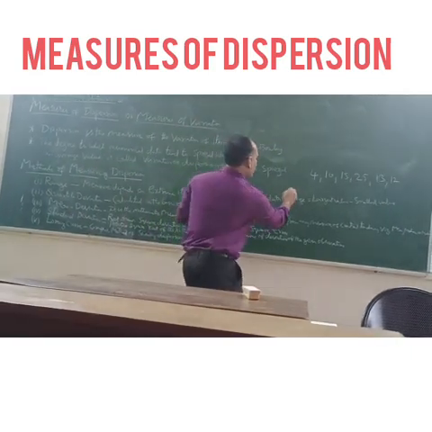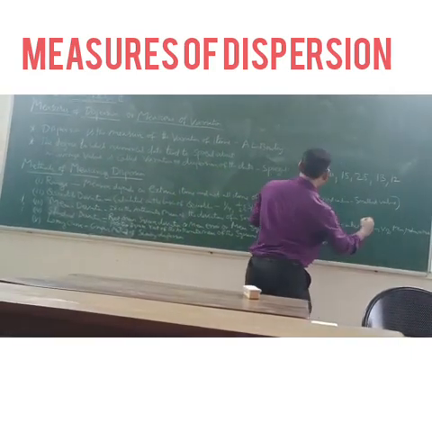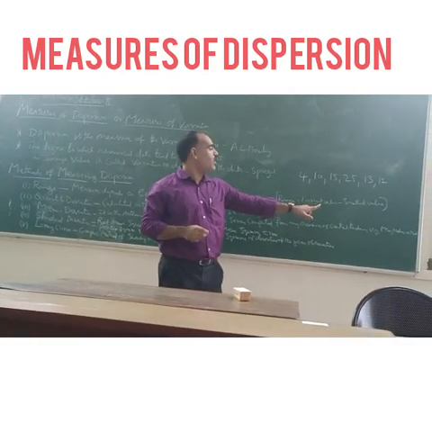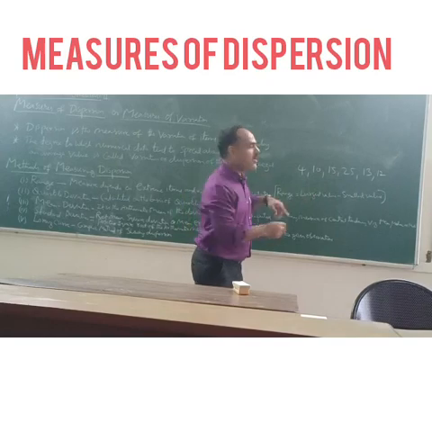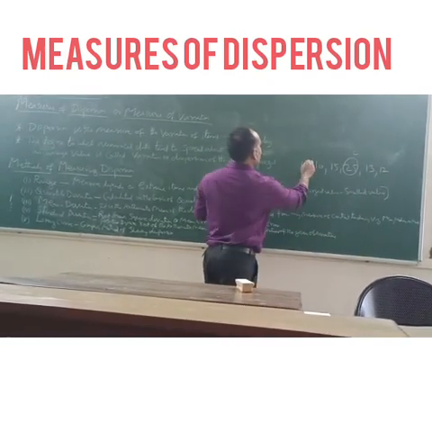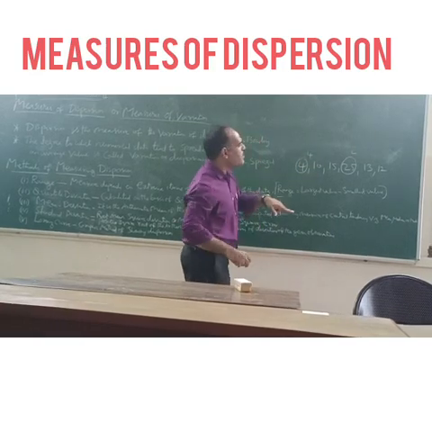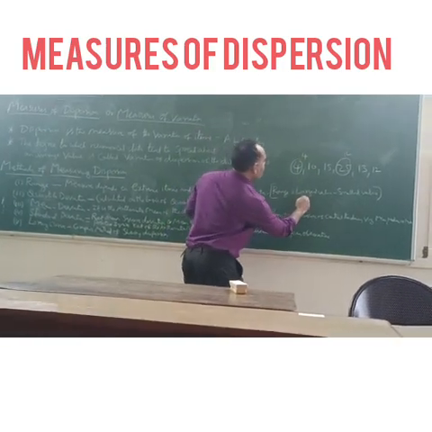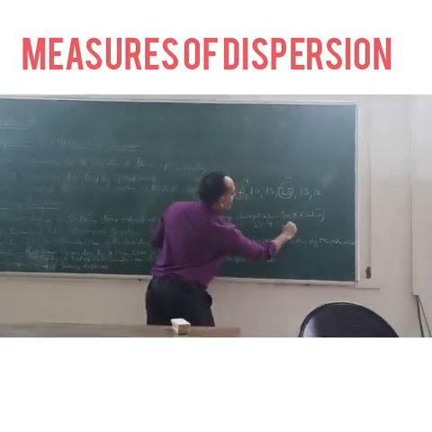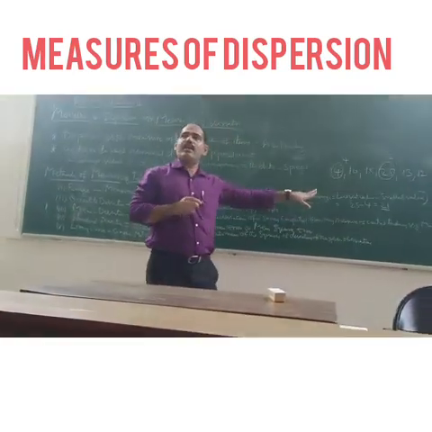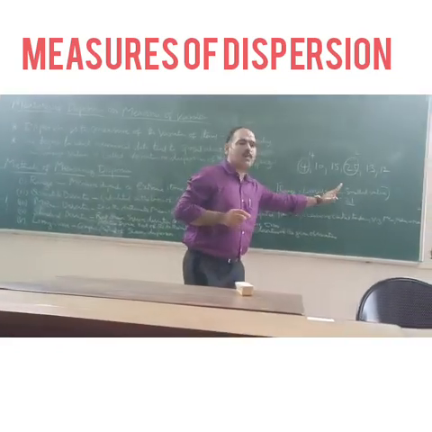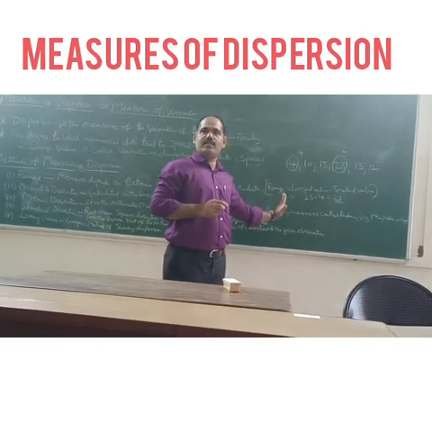Here we have the formula. Range is equal to largest value minus smallest value. Here the largest value is which one? 30 is the largest value. Smallest value is 4. So according to this formula, range is equal to 30 minus 4, which is 26. The difference between the largest value and smallest value is said to be range.